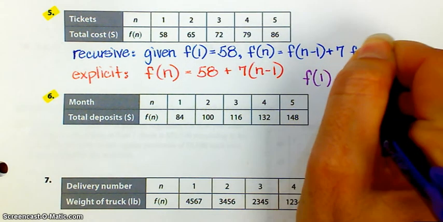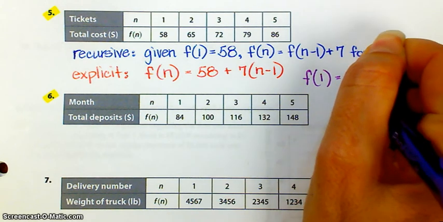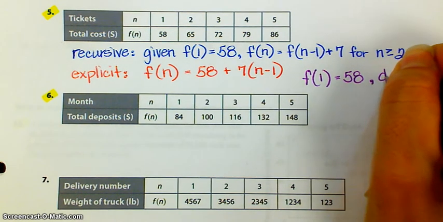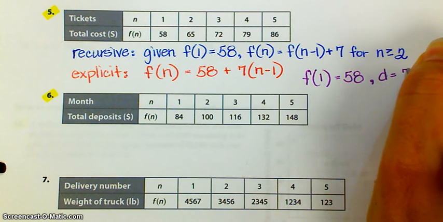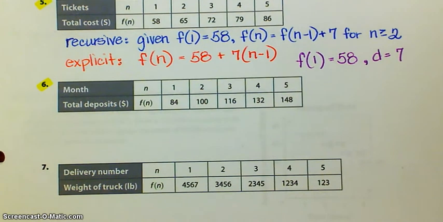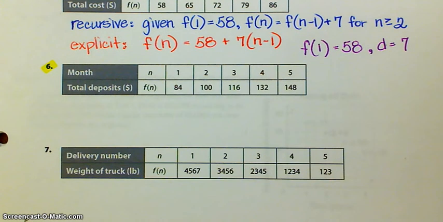One of the things that I did not write that you need for both of these is f of 1, which is 58, and the common difference, d, which is 7. Okay, so both of those are used regardless of whether you're writing the recursive or the explicit rule. All right, let's do number 6 together.